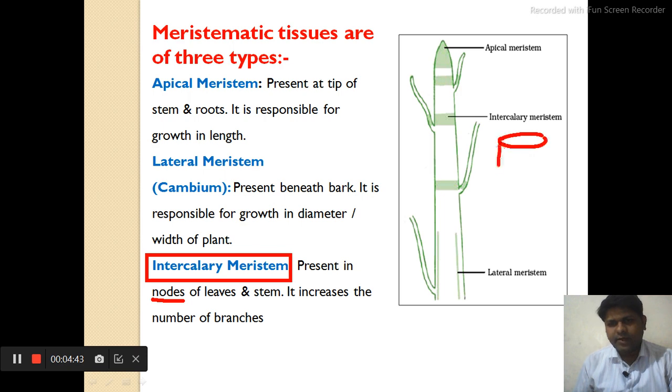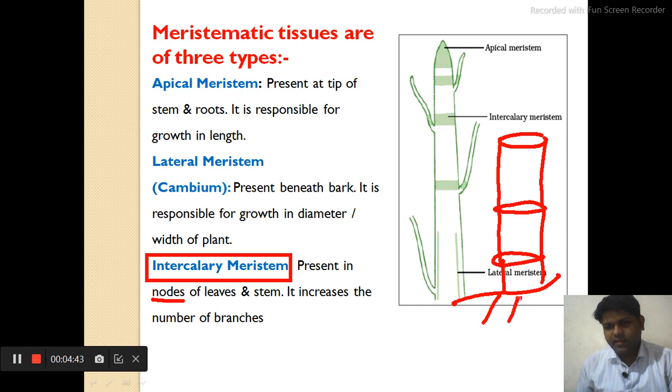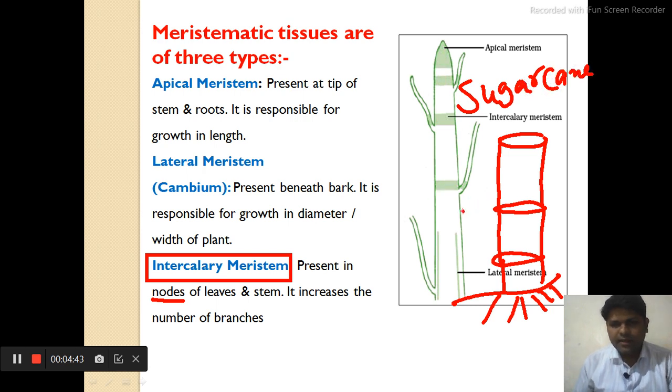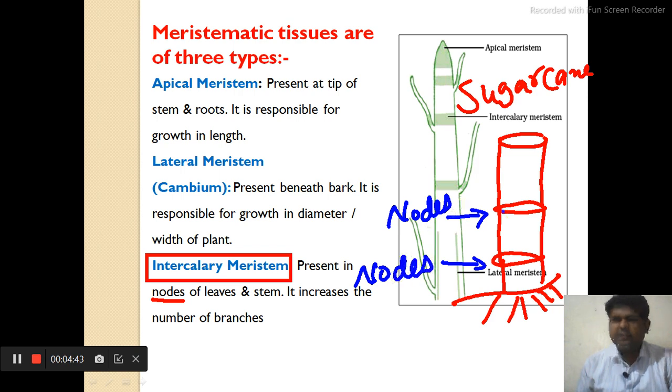At any time, I think you have seen the plant of sugarcane. So in the plant of sugarcane you can clearly observe there are some nodes. You will feel that the plant is joined in multiple parts. These parts are called nodes, and in between is called the internode.